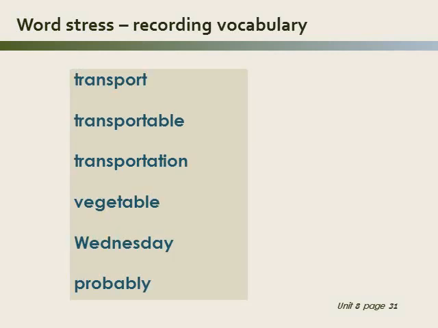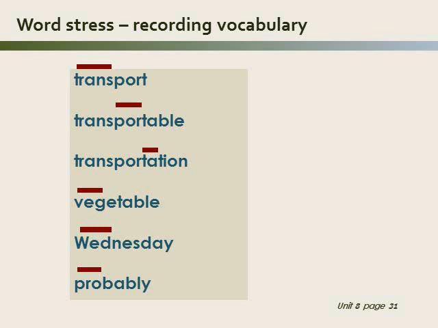So where did you put the stress? I'm sure, like me, that for transport you put the stress on the first syllable. It's transport, trans is longer and it's higher in pitch and it's louder than port. You move to transportable, then it's por that takes the stress, and transportation, it's ta that takes the stress, and the other three all have the stress on the first syllable.